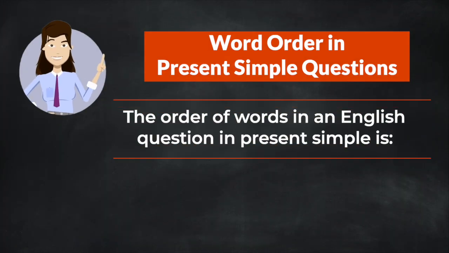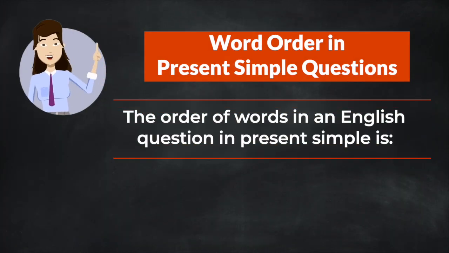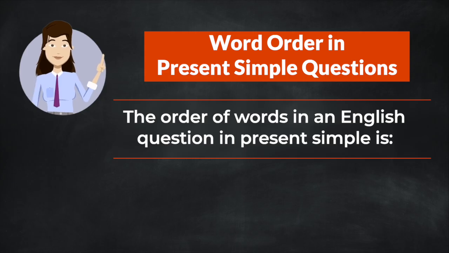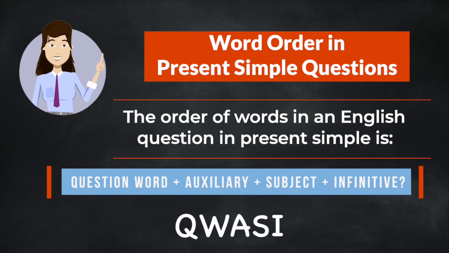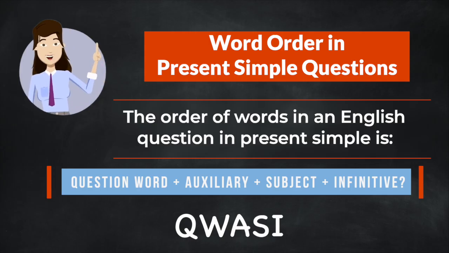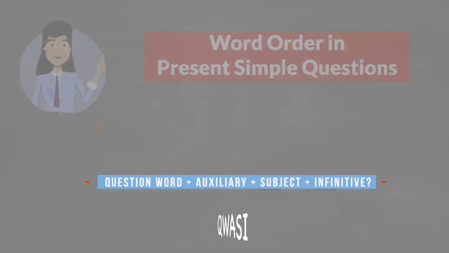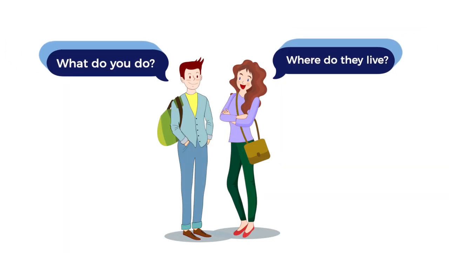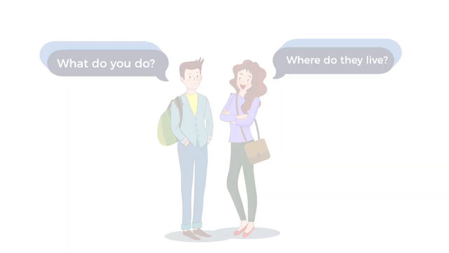Word order in present simple questions. The order of words in an English question in present simple is question word, auxiliary, subject, and infinitive. What do you do? Where do they live?